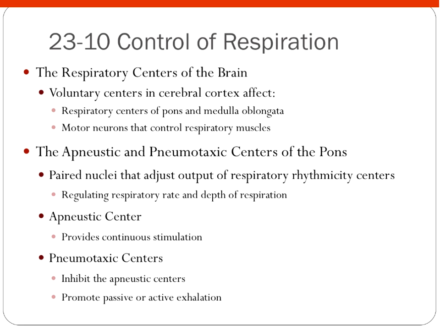Apneustic centers provide continuous stimulation, whereas pneumotaxic centers are actually going to do the opposite, and they're going to inhibit apneustic centers. So this is going to promote passive or active exhalation. So apneustic centers are constantly providing this stimulation, and then pneumotaxic centers regulate the apneustic centers. It's a good way to think of it.